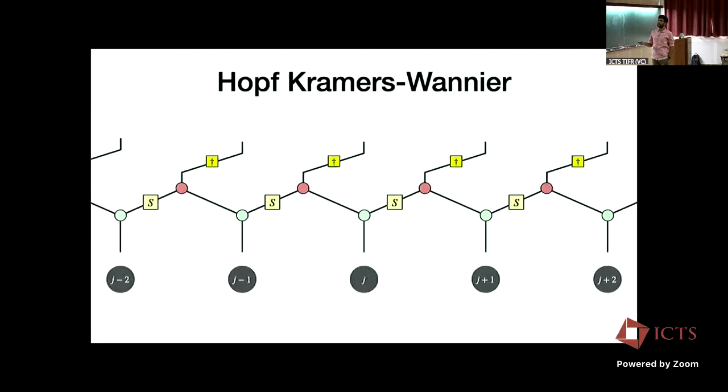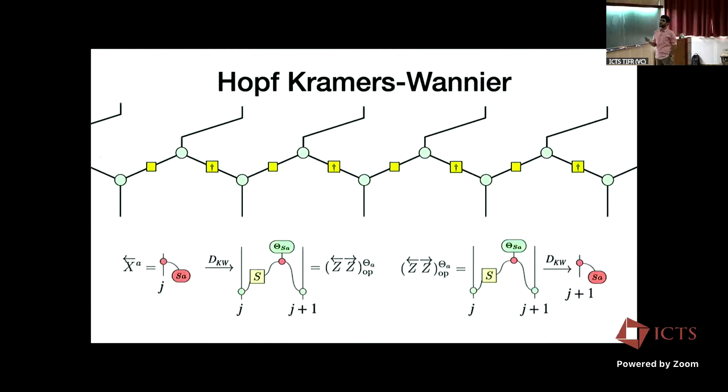So with this, you can write down the ZX calculus representation of the Hopf Kramers-Wannier, and a quick calculation will show you that that's equal to this. So this is like the translation symmetric MPO representation. There are daggers here, which just means it's the dagger of the Hadamard. And the undaggered ones are the Hadamard. You can check how it acts on local operators. I'll leave this as an exercise.